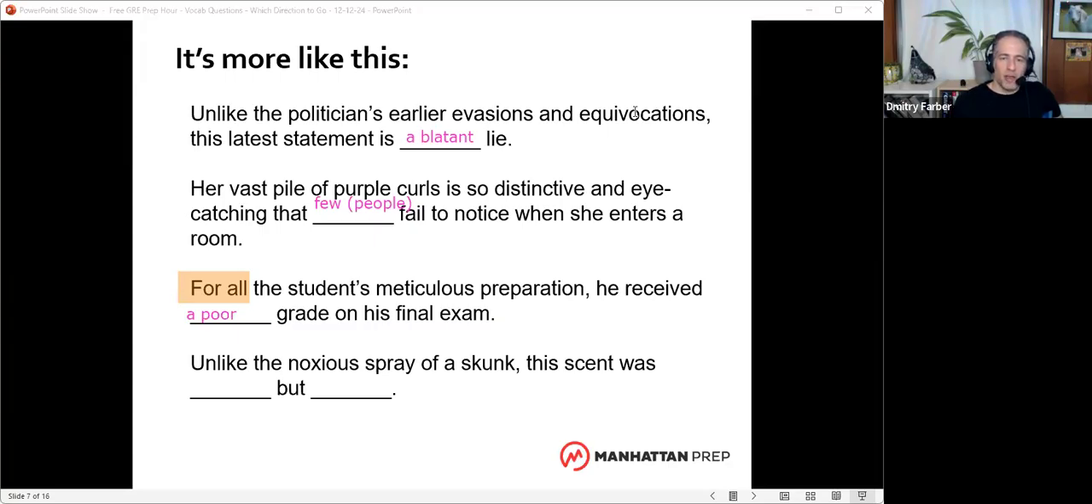Unlike the noxious spray of a skunk, right? If I just had one blank, I might just be like, this scent was great. This scent was nice. Unlike a skunk spray, this perfume is lovely, right? But what if I say this scent was blank but blank? What could they be going for here?